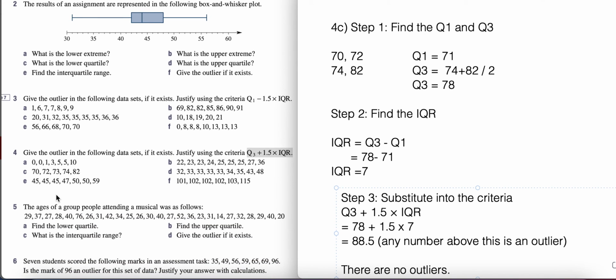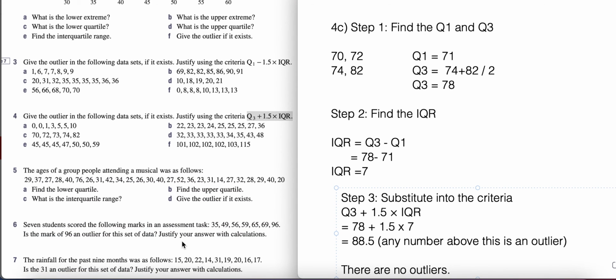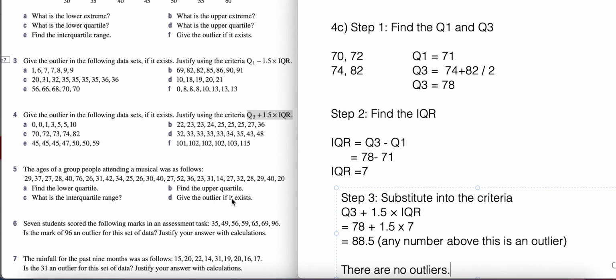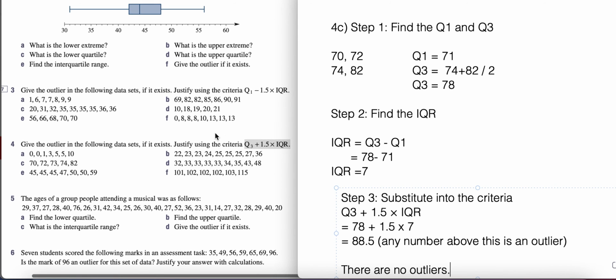Now for question 5 and question 6 and so on, they're going to ask you to find the outlier. To do that, you need to do the same thing that you did in question 3, so using this criteria, and then you need to do the second criteria as well to find both outliers on both ends of the data to see if they exist. Because again, for this case, we were just looking at the end of it.